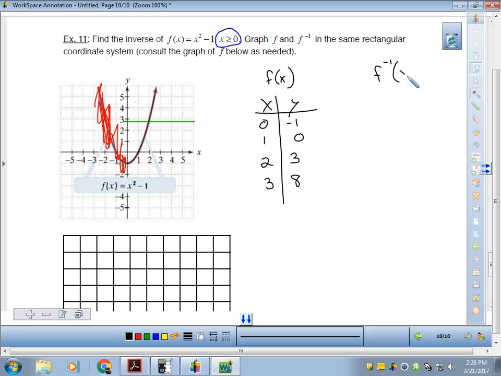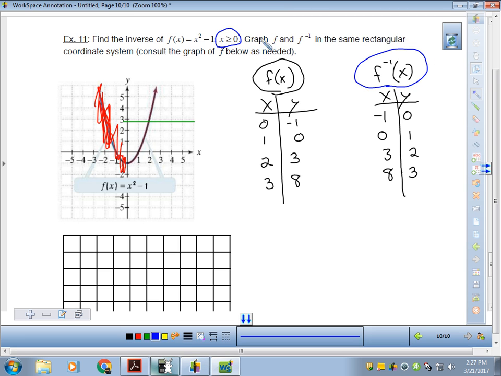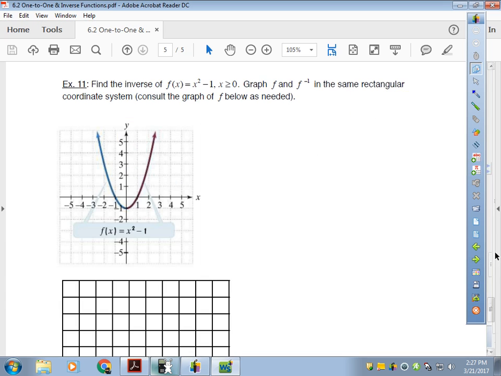So for our inverse function, all we need to do is switch around the x and the y. So 0, negative 1 becomes negative 1, 0. 1, 0 becomes 0, 1. 2, 3 becomes 3, 2. And 3, 8 becomes 8, 3. And so these are the points that we would plot. So this is going to be our f of x, which I think I'm going to draw in black. And then I think I'll do blue for our f inverse. So that way I can graph both of them in the same thing below.